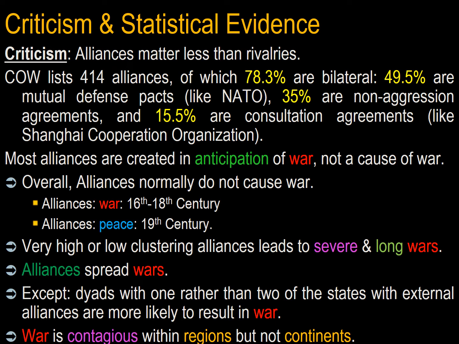Most alliances are created in anticipation of war. So if you were to do a regression, you'd see that before a war, alliances emerged. And so you could come up with the false conclusion that alliances cause war. But they don't. Countries see wars about to happen, and then they get the alliance. Now, with the exception of the First World War, overall, in the last 500 years, alliances do not normally precede war and do not cause war.